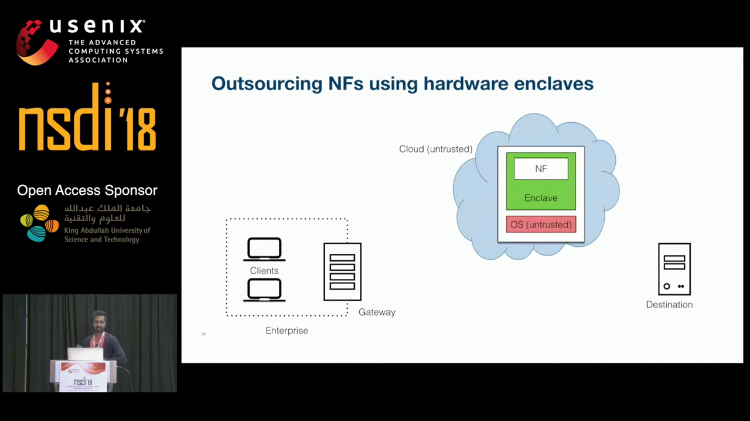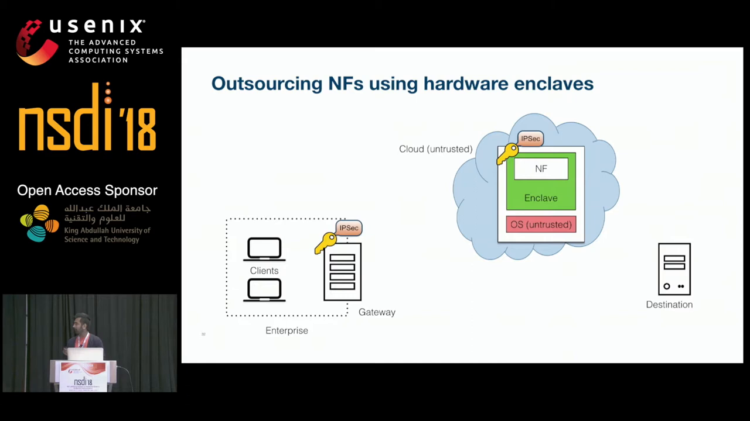Before the client enterprise sends its traffic over to this enclave, it verifies that the enclave contents are correct, which means it verifies that the actual NF has been loaded. And in doing so, it also exchanges a pair of keys with the enclave, which will be later used to bootstrap a secure IPsec tunnel between the client enterprise and the enclave. And this logic can be centralized at the edge of the network at the gateway.